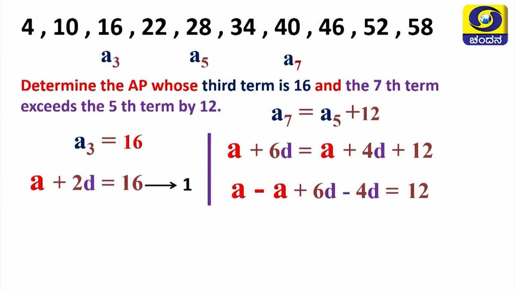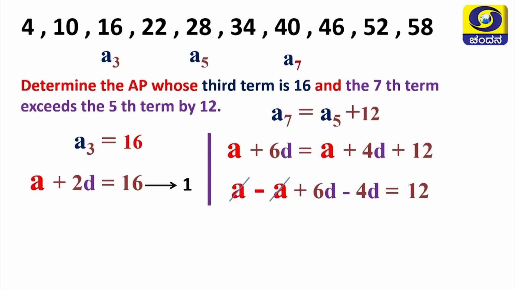Now, just observe what is happening. I am transposing A and 4D to the left hand side. A minus A, 6D minus 4D is equal to 12. A and A get cancelled, no? A minus A gets cancelled. Beautiful, let them go, right?